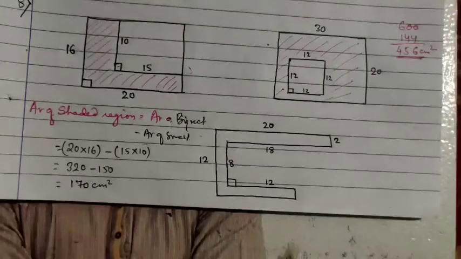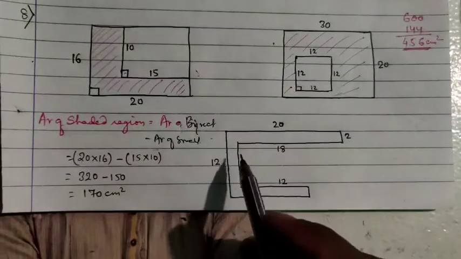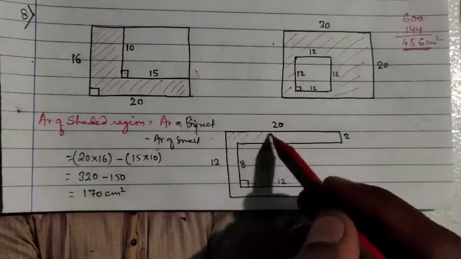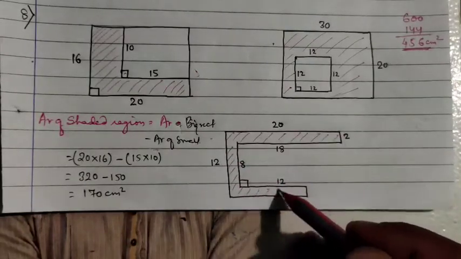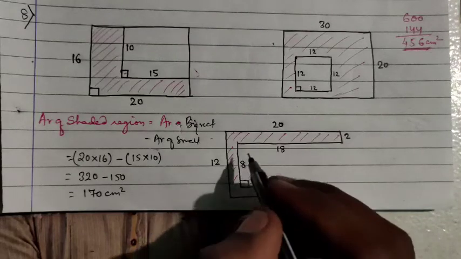Now one more figure, that is question number 5. You can see here this type of figure is given and these all are shaded. These all are shaded and we have to calculate the area of this. Here we will divide this figure into 3 smaller figures. How we will divide? Let's see.